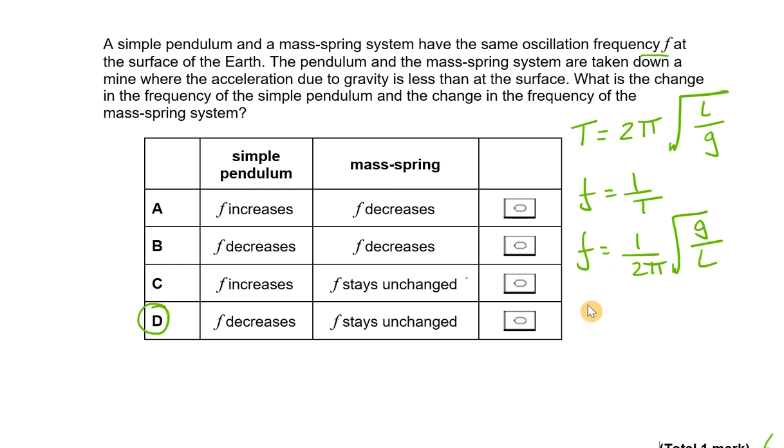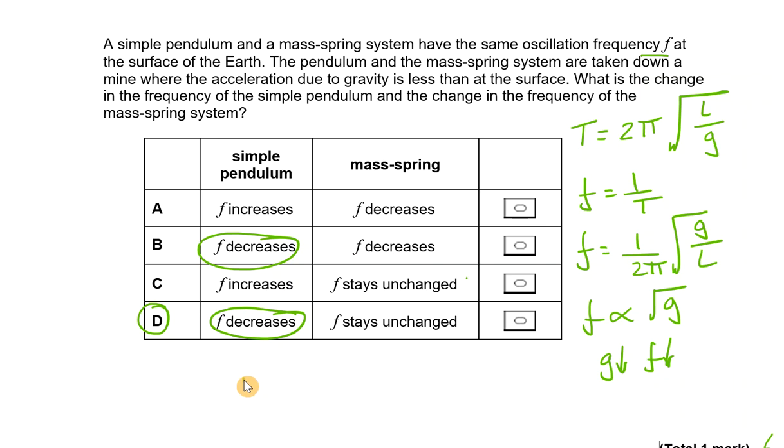So I can say that the frequency is proportional to the square root of the gravitational field strength. So if I reduce the gravitational field strength, I will reduce the frequency of a pendulum. So it's one of those two lines. What about for a mass spring system?